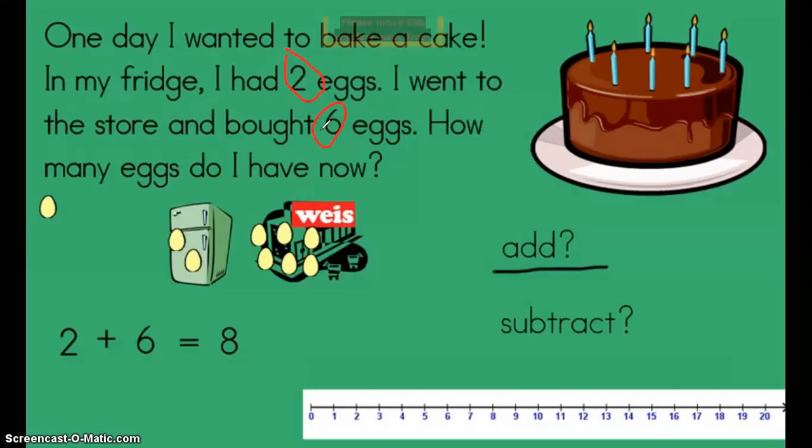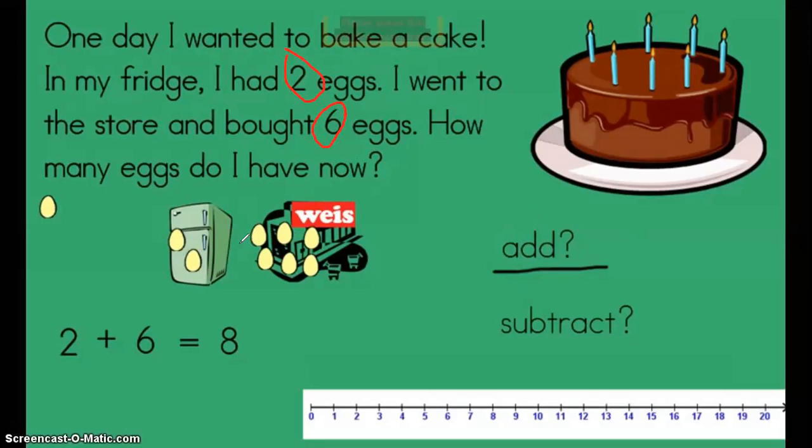So I'm going to put together. Before I had 2 and now I have 6. So altogether how many do I have? So I have to find how many. So that means whether I'm going to add or I'm going to subtract. So I have to choose. I'm going to add or I'm going to subtract. So here to make the cake, I have just 2 eggs and I bring 6 eggs. So that means I have to add. I have to put together how many eggs I have in all.